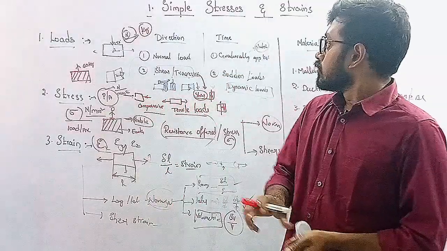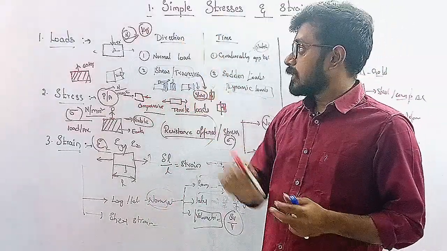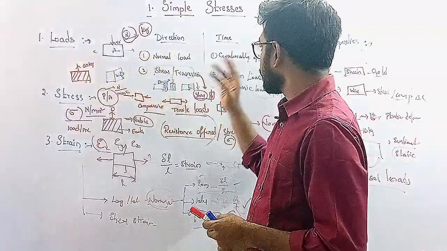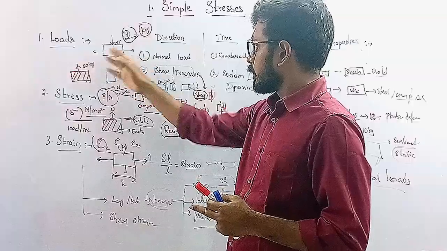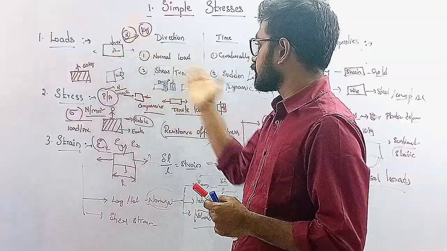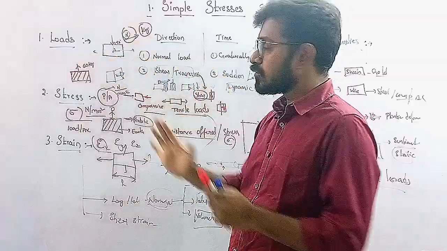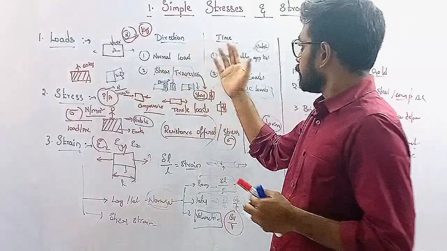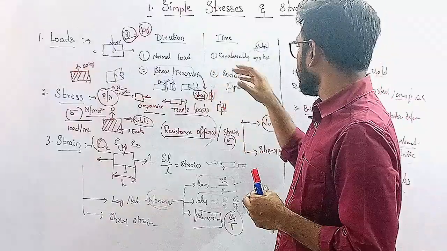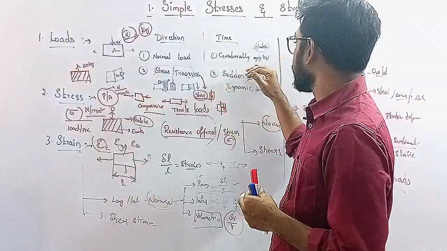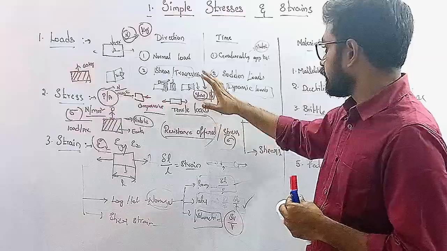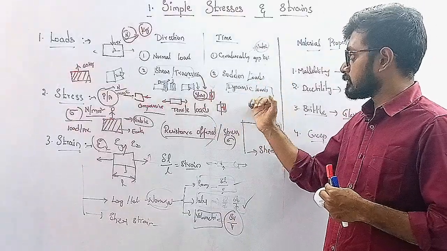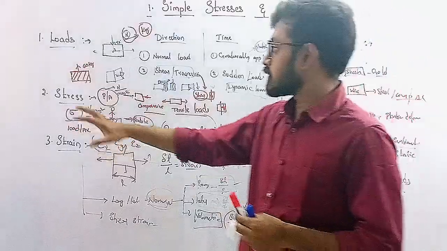So let us revise what we said in this class. Loads are classified based on direction and based on time. If it is perpendicular to the surface, it is called a normal load. If it acts parallel to the surface, it is called a shear or transverse load. With respect to time, if it is applied gradually, it is called a gradual load or static load. If it is applied within a fraction of time from a certain distance, it is called a sudden load or impact load.